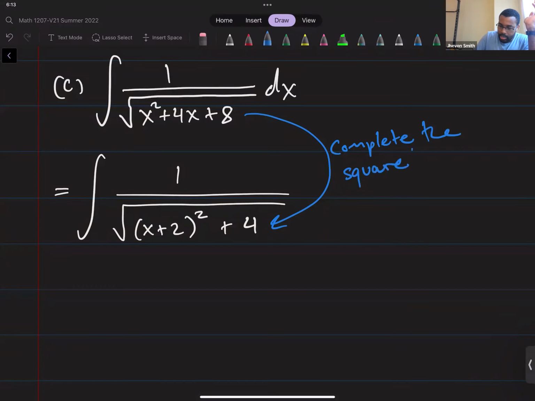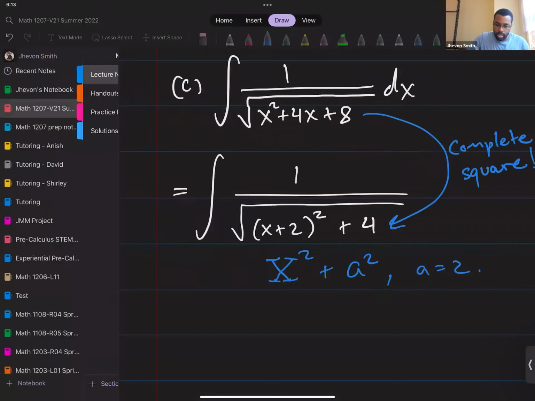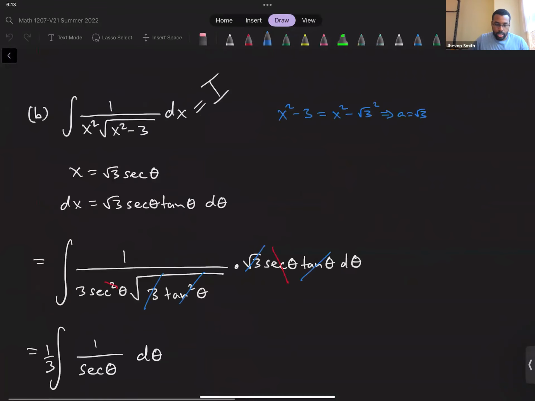And that is nice because that actually gets us looking like the form that we need, like an x squared plus an a squared, where in this case your a equals 2. So that's actually a very nice thing here. So that's another option that you should be aware of. If you're given a general quadratic, you can always write it in one of these forms that was mentioned in the table here.